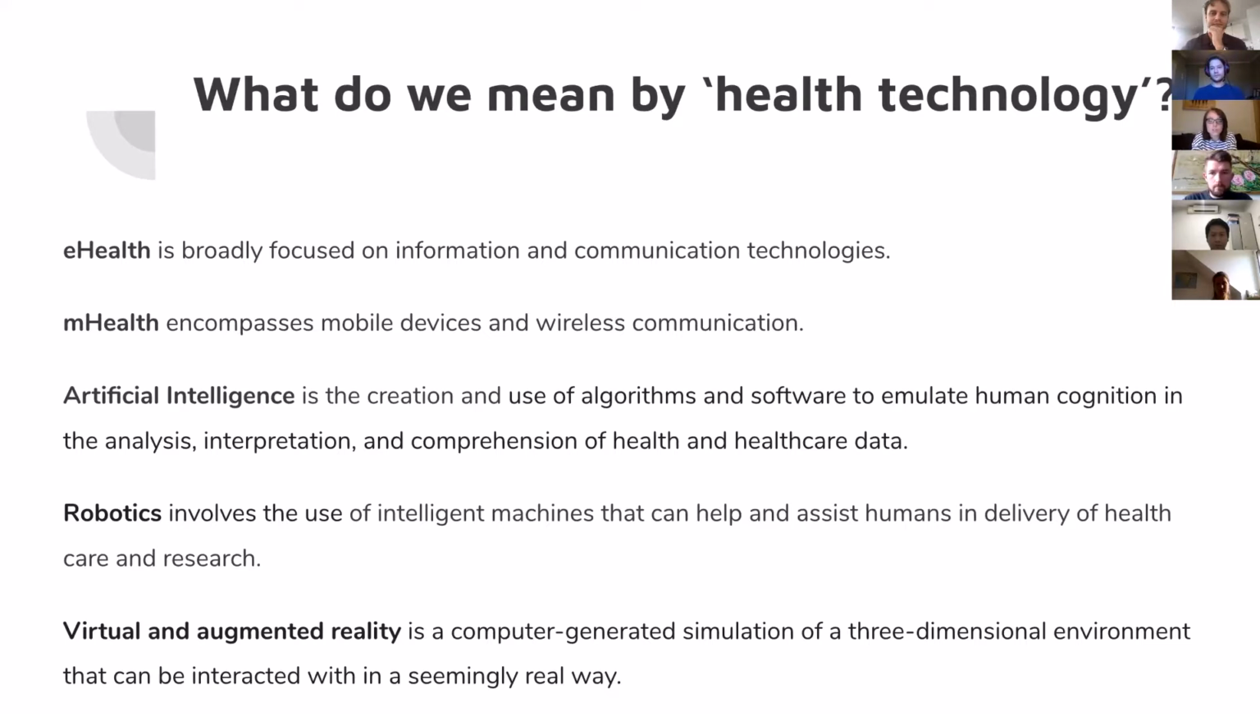You've got artificial intelligence, which again comes under lots of different definitions, but broadly is the creation and use of algorithms and software to copy what humans are able to do, quite literally artificial intelligence, and they can be involved in lots of different interpretation and comprehension of health and healthcare data. Robotics, again, seems quite obvious, but it's the use of these intelligent machines to help and assist humans to deliver healthcare and also research. And virtual reality, which is one that I think we don't talk about a huge amount in medicine yet, and is very much a cutting edge and emerging field in therapeutics.